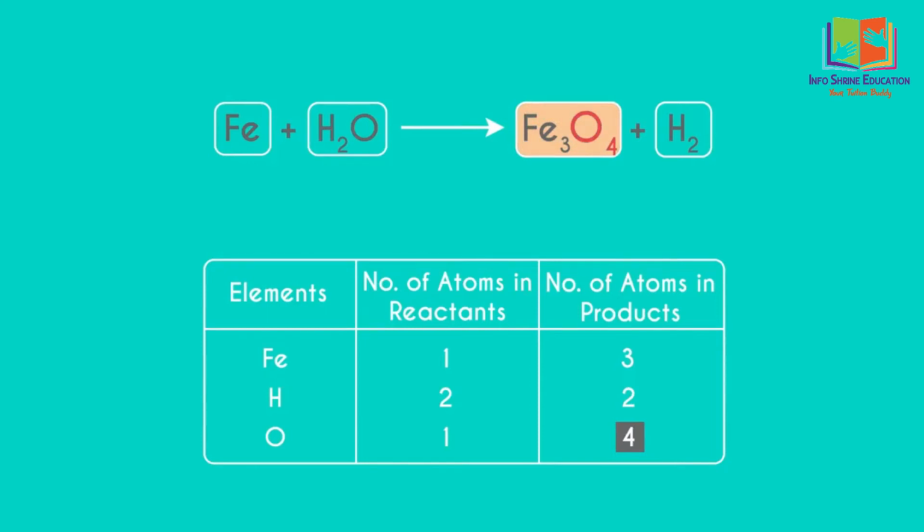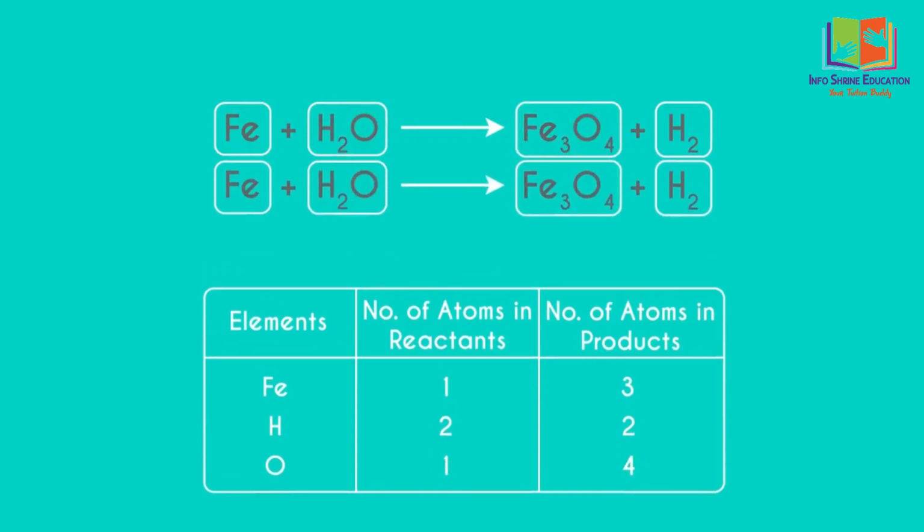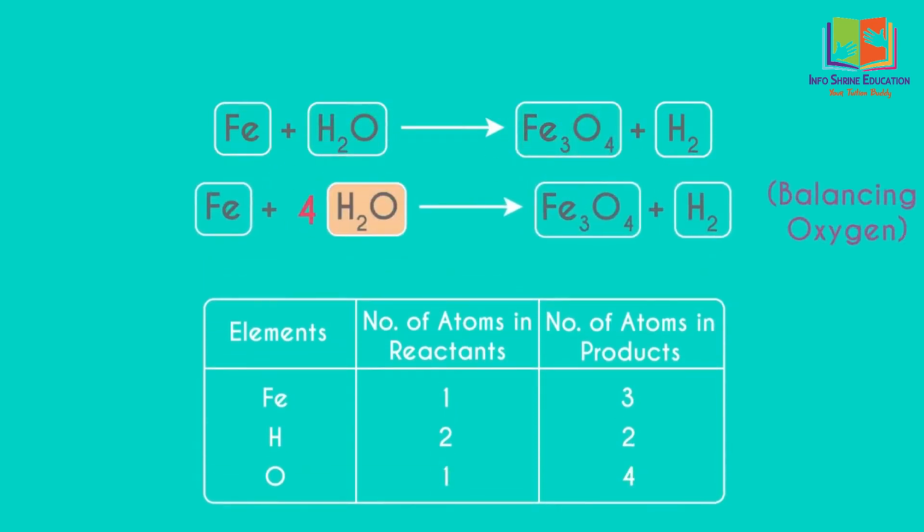So our first aim will be to balance the oxygen atoms. On the right, it's 4 and on the left, it's 1. So to balance the number of oxygen atoms, we multiply this compound with 4. So the number of oxygen atoms on each side is 4 now. This is a partly balanced chemical equation. But the iron and hydrogen atoms are not balanced now. When we multiplied this compound with 4, the number of hydrogen atoms on the left became 8 and that on the right is still 2.